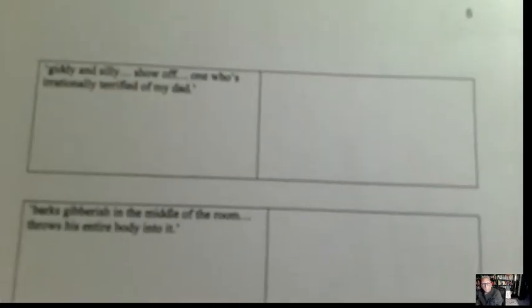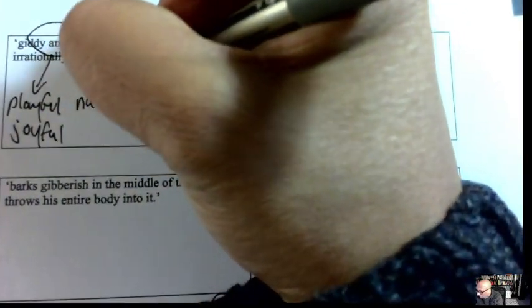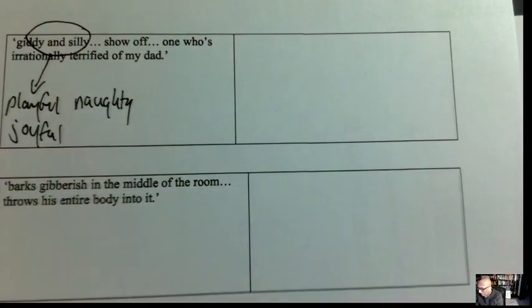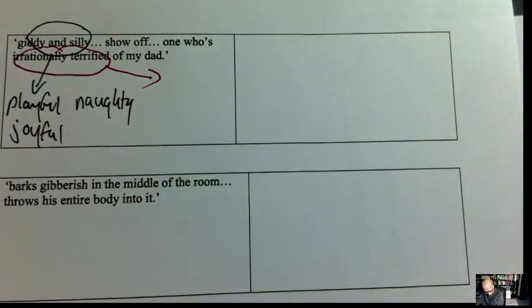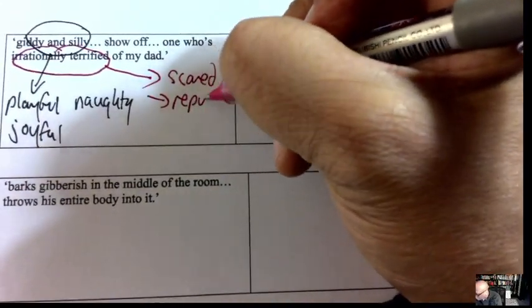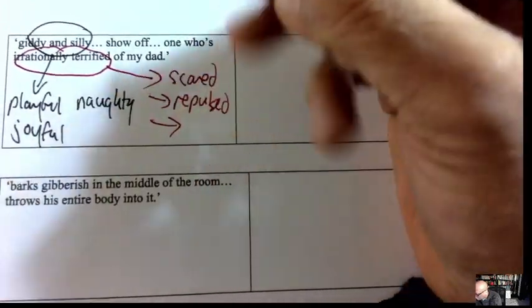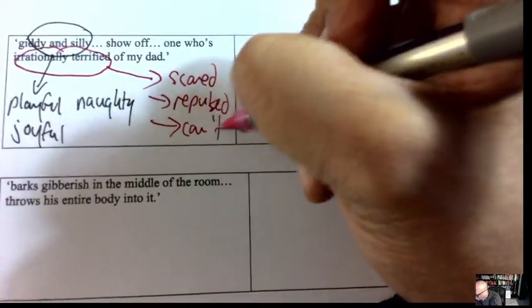Let's try giddy, show off, one who's irrationally terrified. Giddy and silly, playful, joyful, naughty, irrationally terrified. Scared. I just have to start there. Scared, of course. Repulsed. For some reason, terrified. Can't be with.